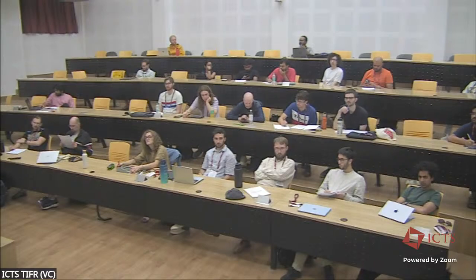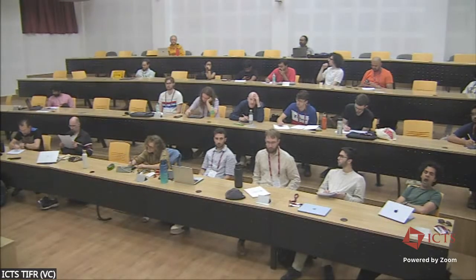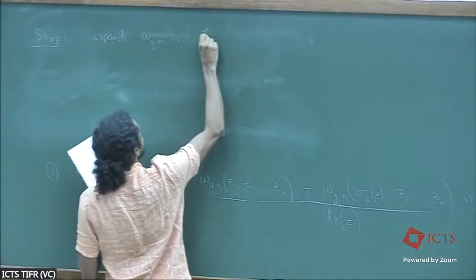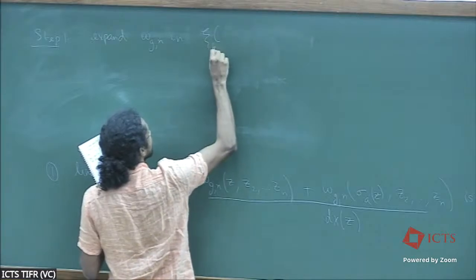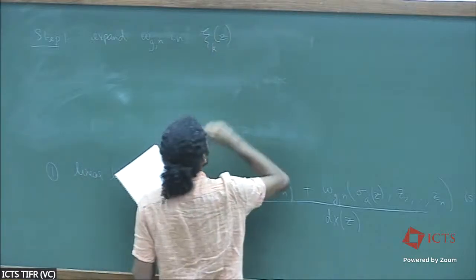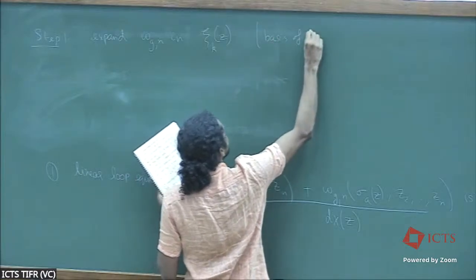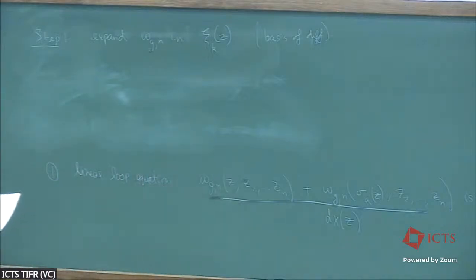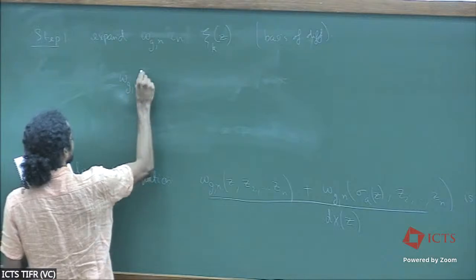So the first step is that I expand omega gn in this basis of differentials that Alessandro introduced, these ck of z, some basis of differentials. Okay. So let me use the following notation.